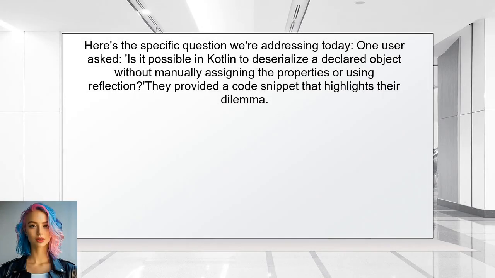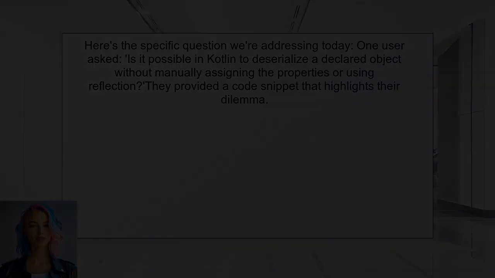Here's the specific question we're addressing today. One user asked, is it possible in Kotlin to deserialize a declared object without manually assigning the properties or using reflection? They provided a code snippet that highlights their dilemma. Sound familiar? Let's explore this together.